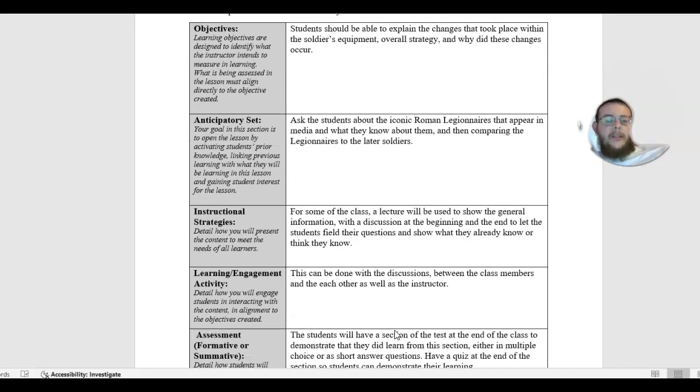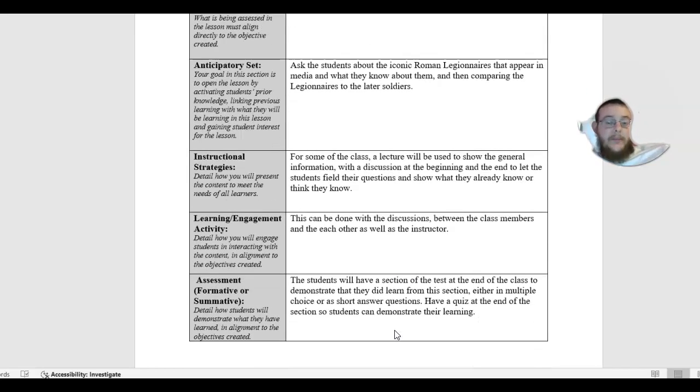For instructional strategies, a good chunk of the class will be done with a lecture for general information to present everything for students to know. Also, there will be a discussion before the class, which is about the earlier Roman legionnaires. That way, students can show what they know, and if they do happen to know anything about the later Roman soldiers, and then also having a discussion at the end of class where they can field questions or show a little bit more about what they have learned.